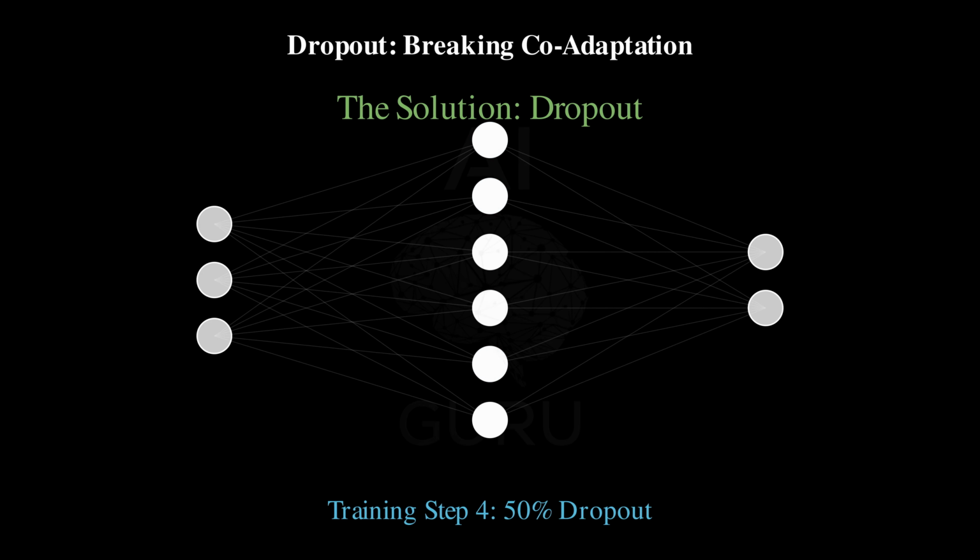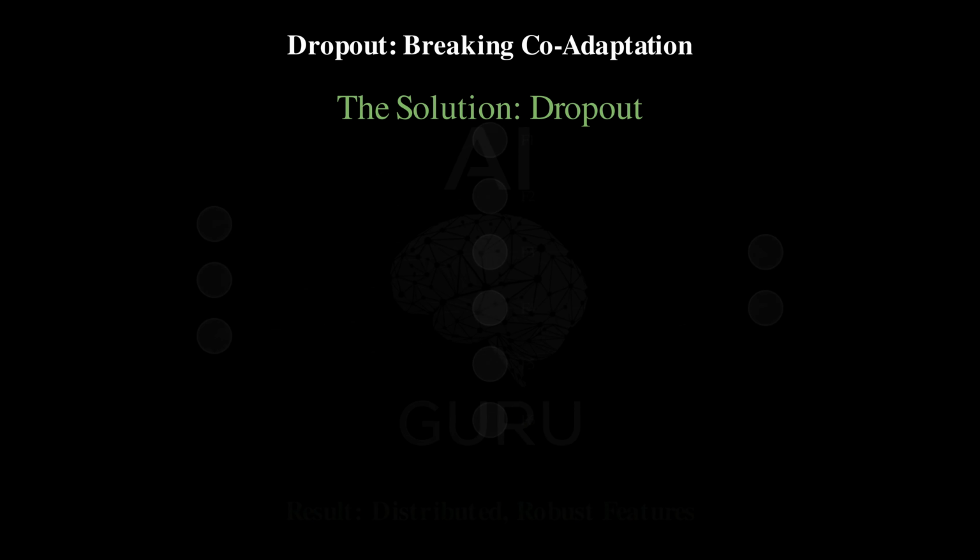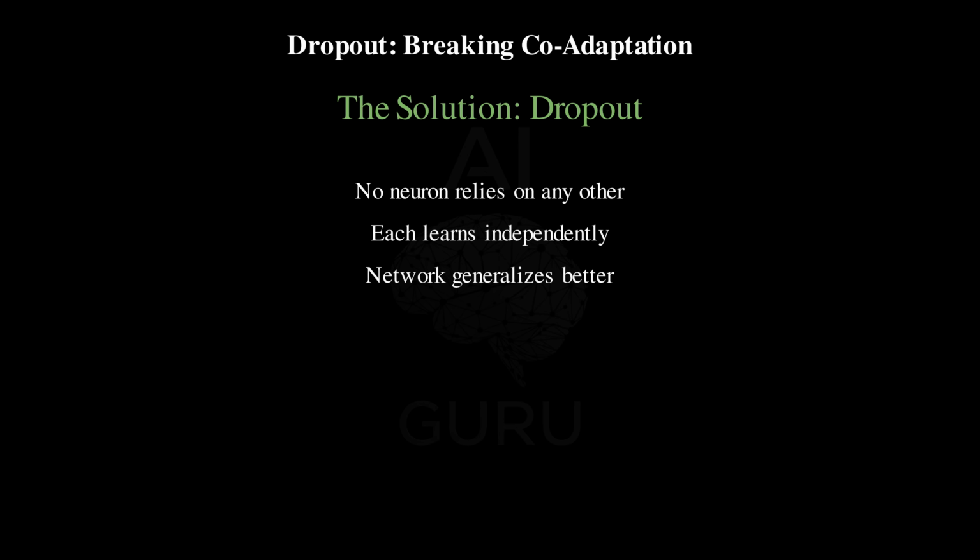Dropout is a radical, almost reckless solution. During each training step, an additional layer randomly switches off a given percentage of nodes, typically 50% in the hidden layers, by setting their output to zero.